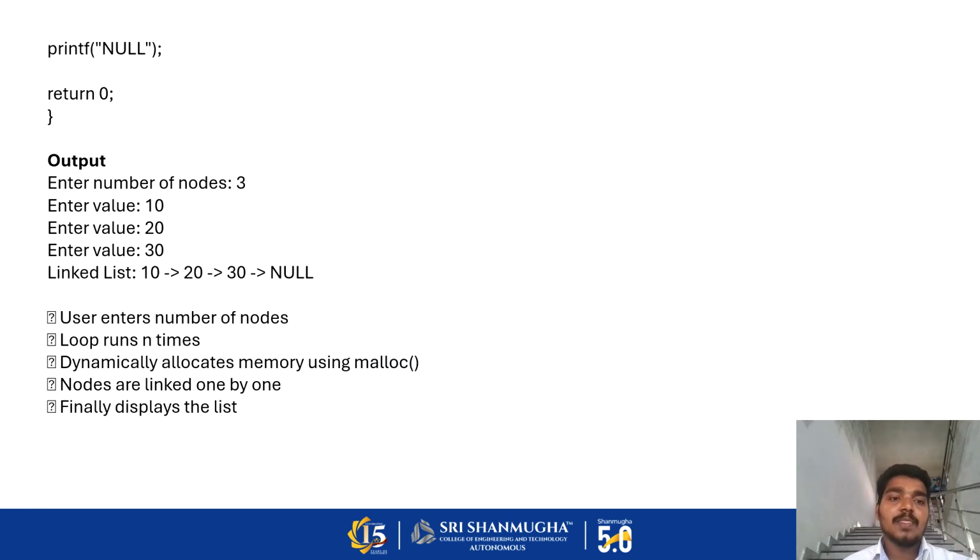For example, we enter the number of nodes. What are the node values? 10, 20, and 30. So in the linked list, 10 points to 20, 20 points to 30, and 30 points to null. So 30 is the last element in the linked list.